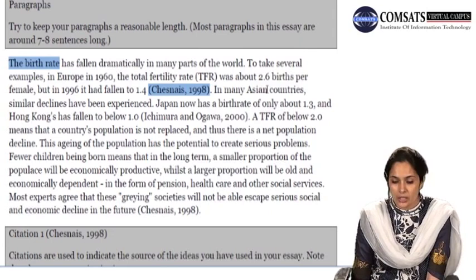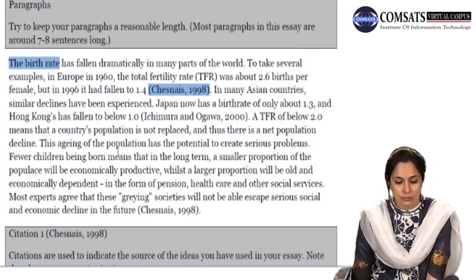So in many Asian countries similar declines have been experienced. Japan now has a birth rate of only about 1.3 and Hong Kong's has fallen to below 1.0. Now yahan bhi reference diya hua hai ki ye Hong Kong ka birth rate aapne kahan se, kis reference se liya. A TFR or total fertility rate of below 2.0 means that a country's population is not replaced and thus there is a net population decline.